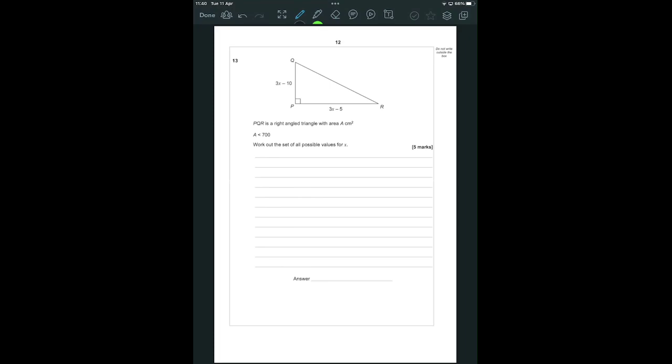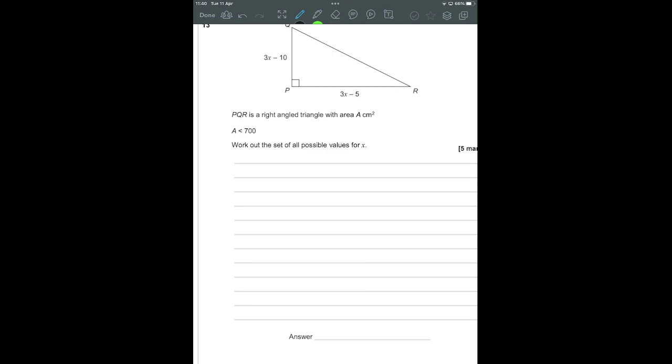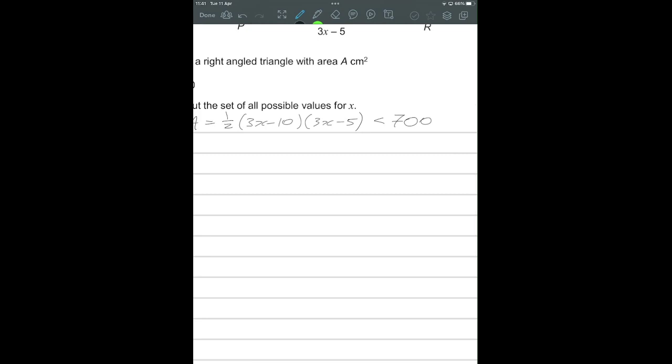Question 13. PQR is a right angle triangle with an area of A and A is less than 700. Okay, well the only thing I can do is try to work out an expression for the area A. We know area of a triangle is base times height, and conveniently we have been given exactly the base and the height. And we've been told that that is less than 700. Well, actually, now I have a quadratic inequality. And we've very quickly converted from the geometry style question to a quadratic inequality.